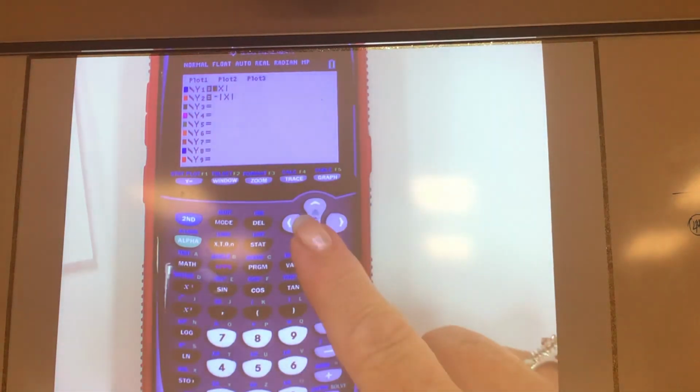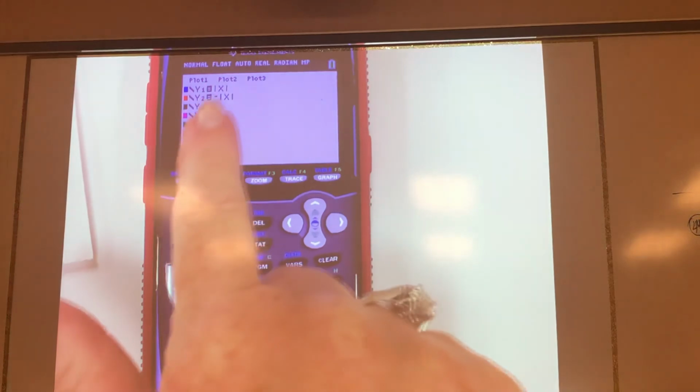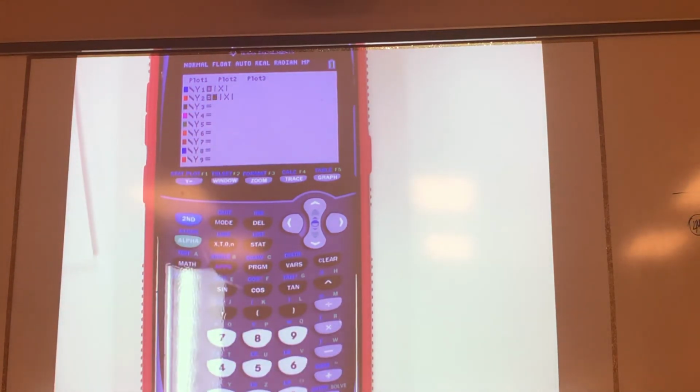So what happens if I do this? Look at this parent function. What is the slope of that curve? 1. There's a 1 in front of that. It's understood. I don't have to write it. Okay? What if I change that to like a 3?